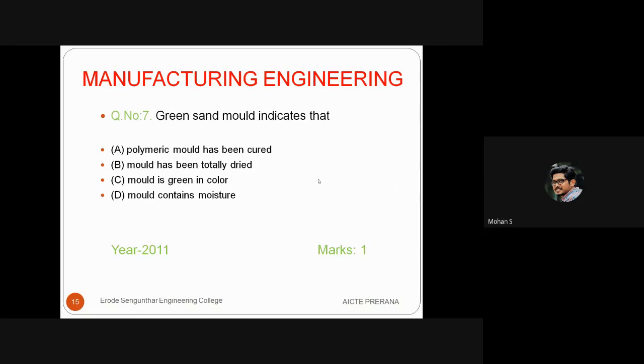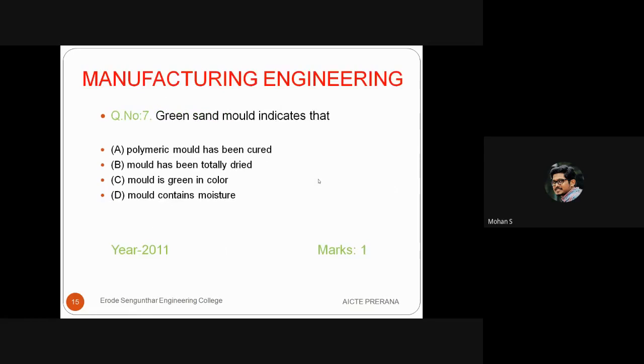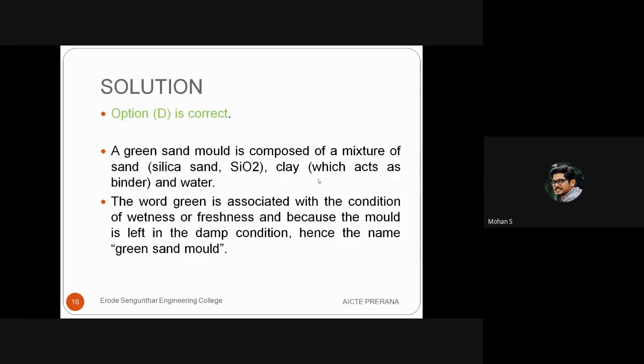Let us see the answer now. Okay, option D. The answer is right. Let us see the explanation now. The explanation is: a green sand mold is composed of a mixture of sand, silica sand SiO2, clay, which acts as a binder, and water. When we are adding water, it means that it should contain some amount of moisture. Also, clay always contains some amount of water.